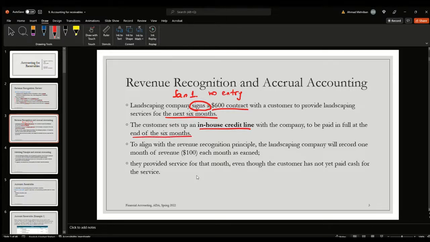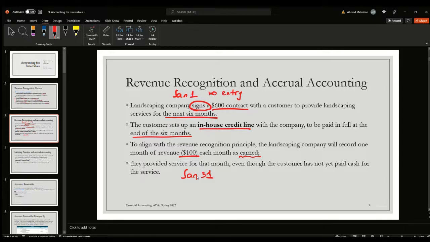The next thing we know is that we will align that with the revenue recognition principle, and we will record $100 each month as earned. We're not going to record it just because, but we assume that we earn those $100 each month. The contract was signed on January 1, so on January 31, we can make our first entry and recognize our revenue. Again, don't forget, the cash is not being received yet. This is only the end of the first month, not the end of the 6 months. So what are we going to record?